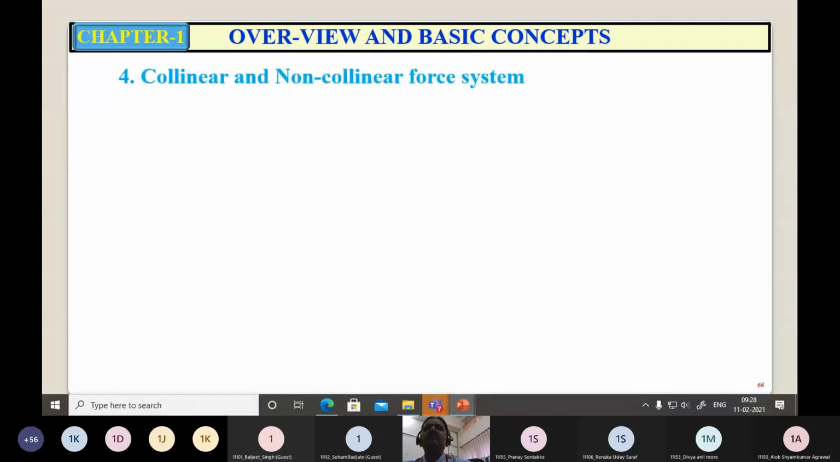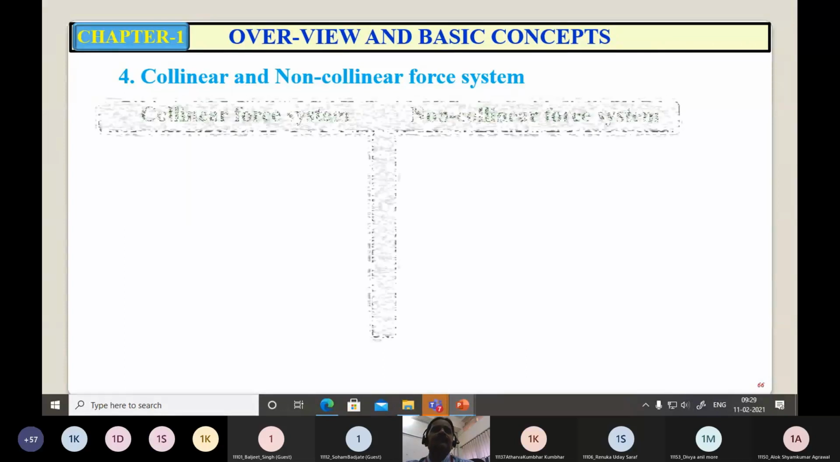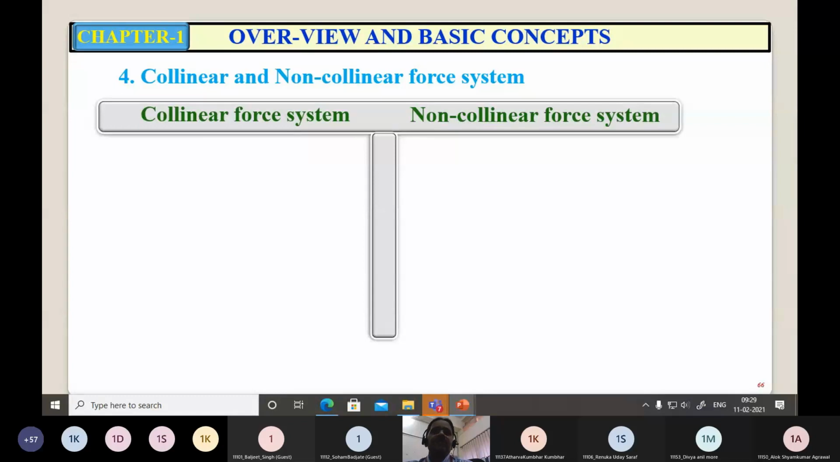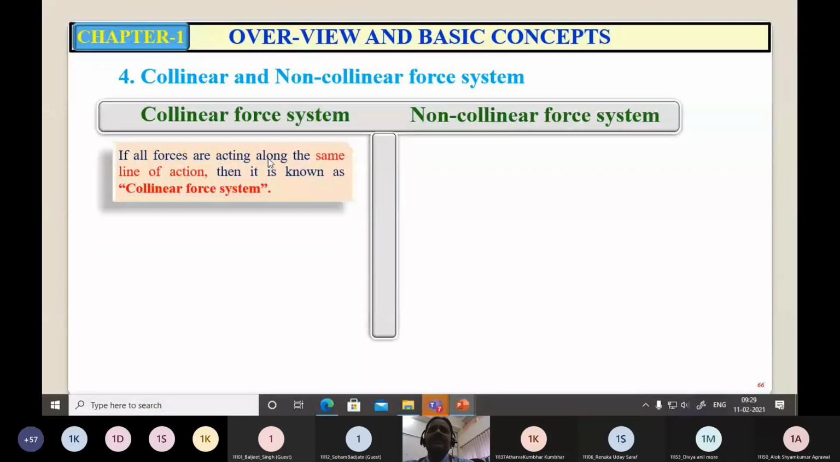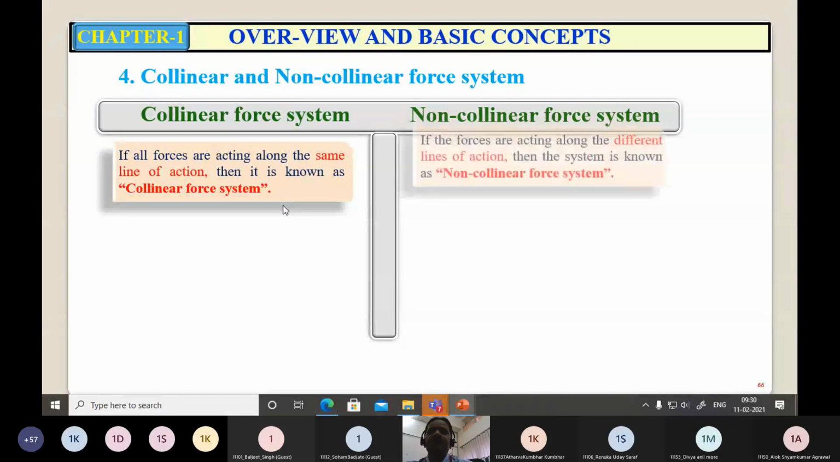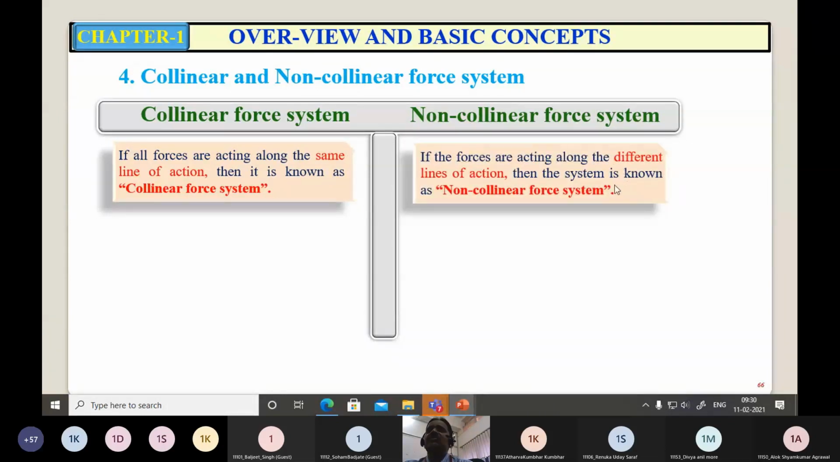Then collinear and non-collinear force system. If all forces are acting along the same line of action, then it is known as collinear force system. If the forces are acting along different lines of action, then the system is known as non-collinear force system. Now see here, there are 6 forces acting, F1 to F6. But the line of action of each and every force is same. All forces are acting along the same line. So you can call this system as a system of collinear forces.